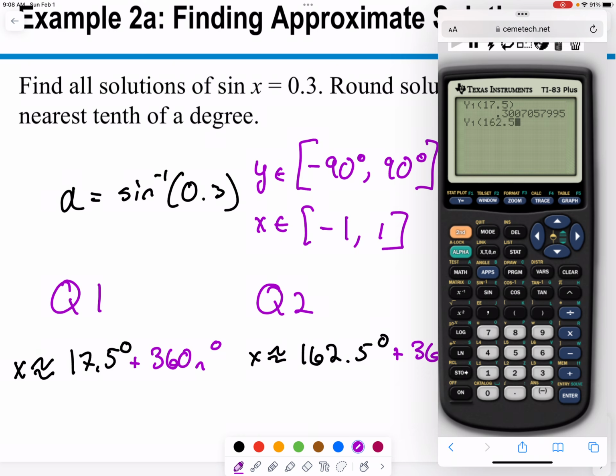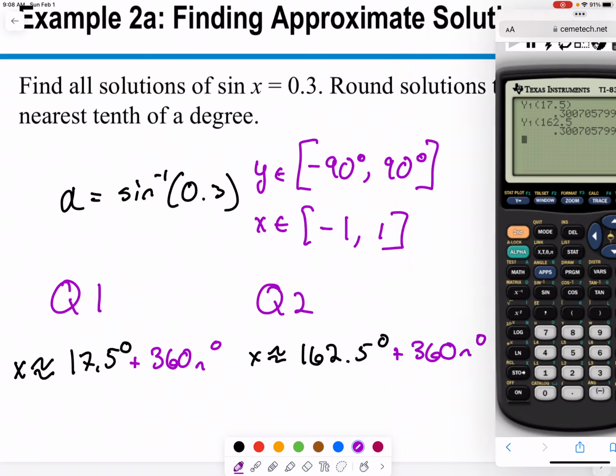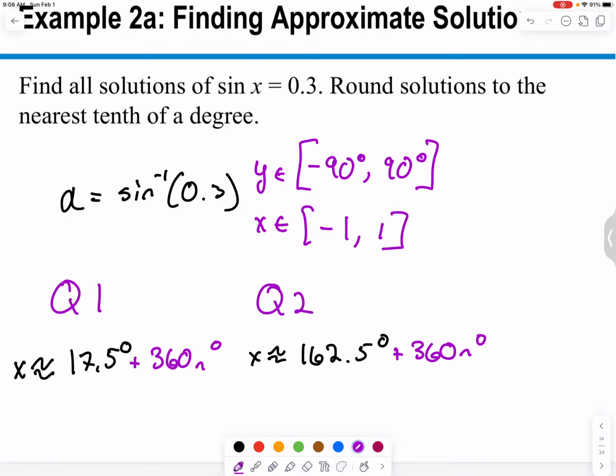And then let's try the 162.5. Same, okay. And then we can do integer multiples of 360, right? I'm not going to check those, but again, you can let n be like 1, 2, 3, -3, any integer that you want, because it goes on forever. That's about the best I can do. Okay, so we got these results.